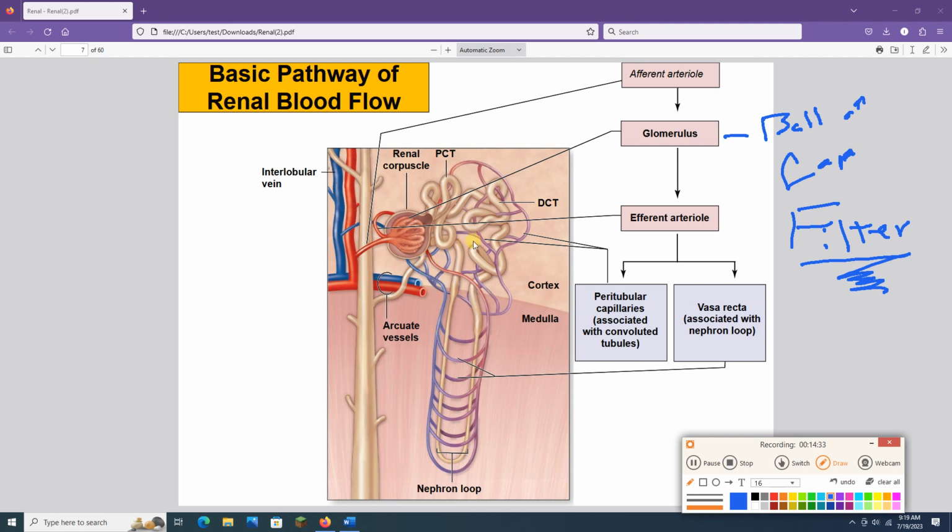Eventually, the peritubular capillaries and the vasa recta empty into the interlobular vein. The interlobular vein is going to go back to the arcuate vein and then back to our big blood vessels that we met before. All right, so now we've got not only the big blood vessels, but also the microscopic blood vessels of our kidney. We got a basic pathway of blood flow, which is fantastic.